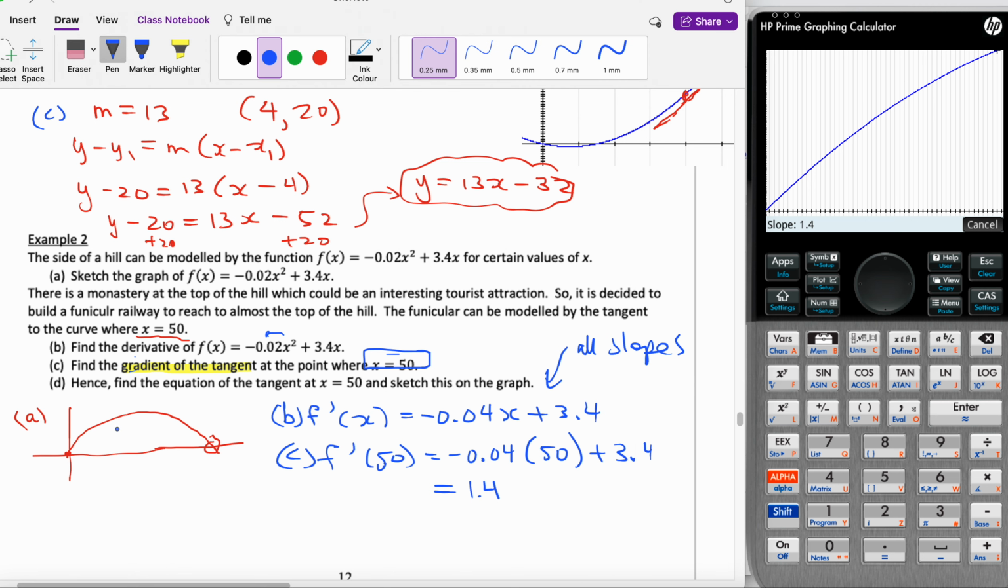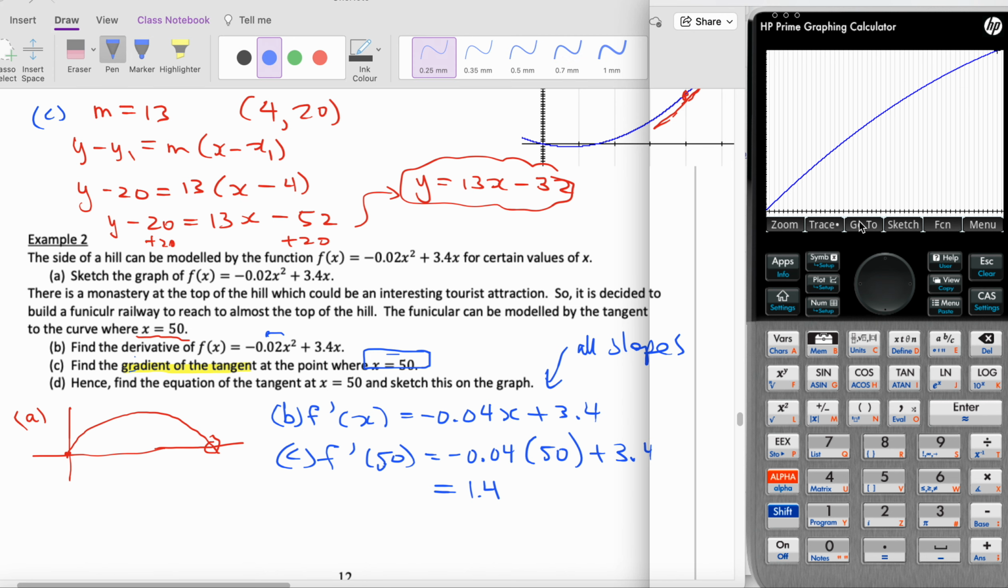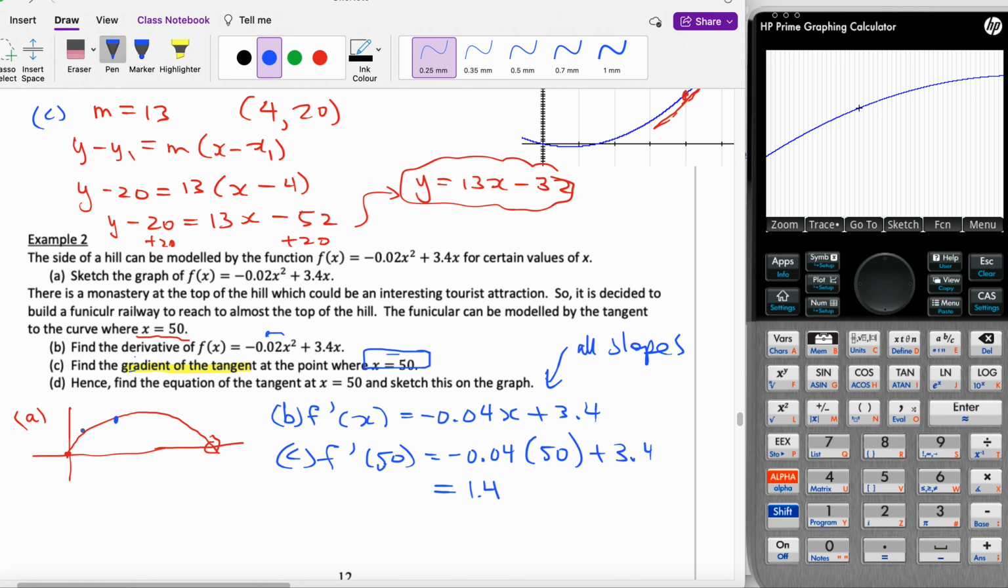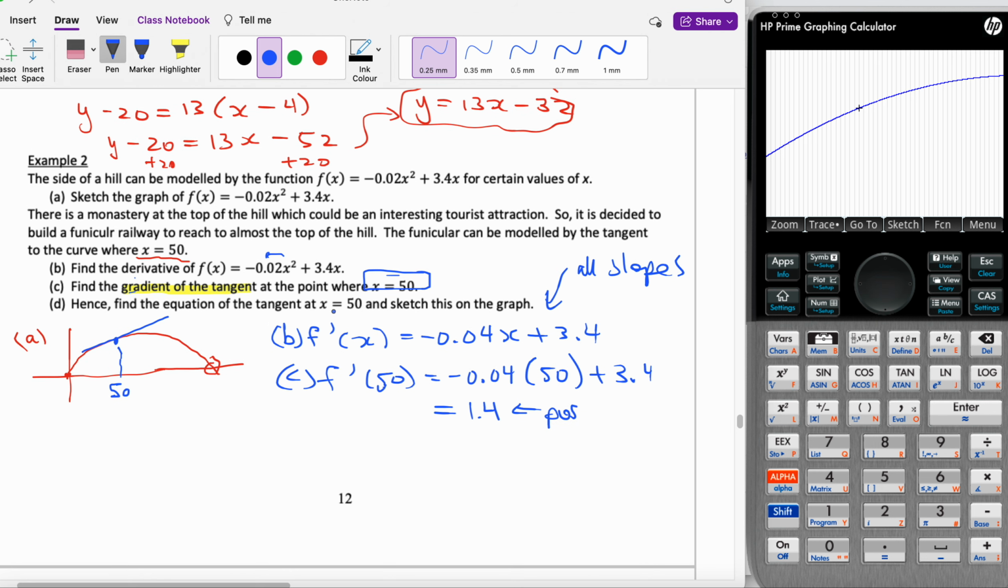Hence, find the equation of a tangent. Okay, so 50, where is 50 anyway? Let's go to 50. 50 is somewhere up there, so my sketch is not all that good, but basically, this is where 50 is. The reason that I know that it's somewhere before the maximum is because the slope is positive. And whenever you have a positive slope, you know it's going to be something like this. Okay, hence find the equation of the tangent and sketch this on the graph.